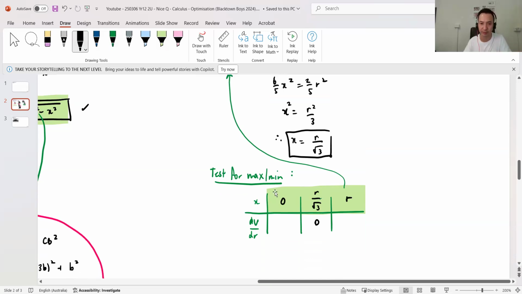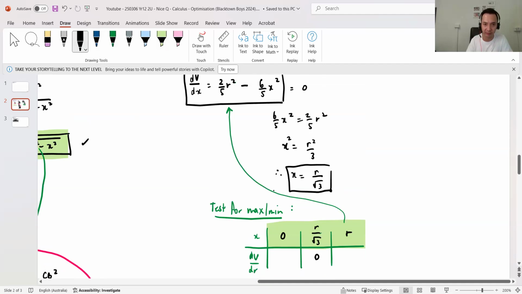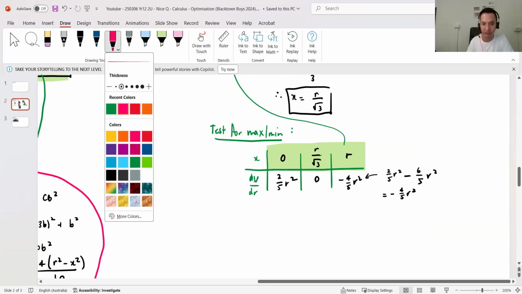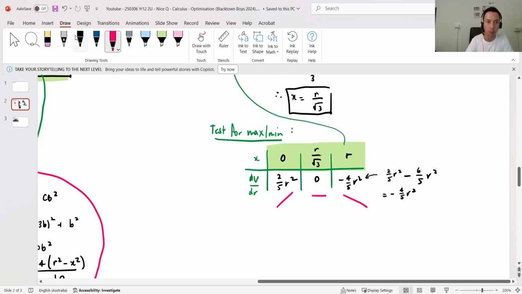Oh, it's negative, but that's way too negative. So if I sub in 0 into there, I get positive 2 on 5 r squared. If I sub r into there, this number here is basically 2 on 5 r squared minus 6 on 5 r squared. Guys, what's that? Minus 4 on 5 r squared, which is clearly negative, which shows a change in gradient. So it goes positive gradient, flat, negative. Therefore, maximum volume when x equals r on root 3.